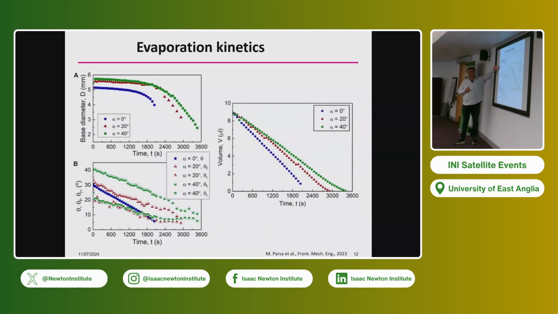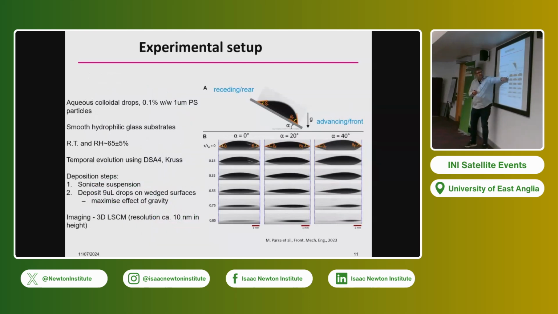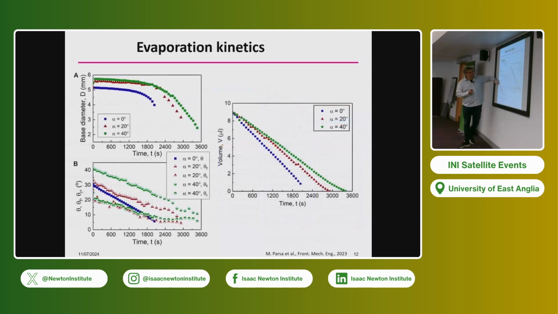Basically, we have the base diameter, which is this distance here, self-explanatory. The contact angle, this contact angle without the subscript is the average left and right. Then we have the front and the rear, the top and the bottom respectively. And you see how they are affected by inclination. You see the blue and the green, how far apart they are.